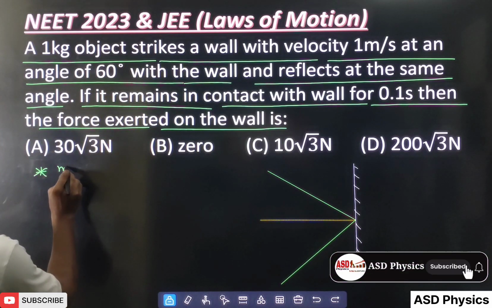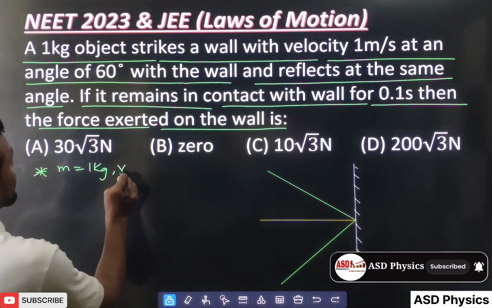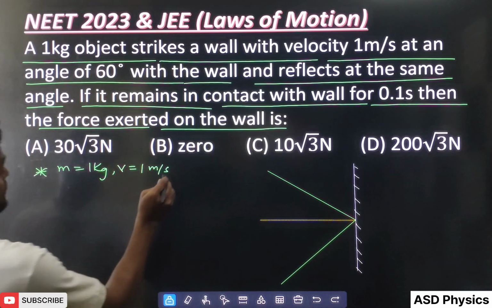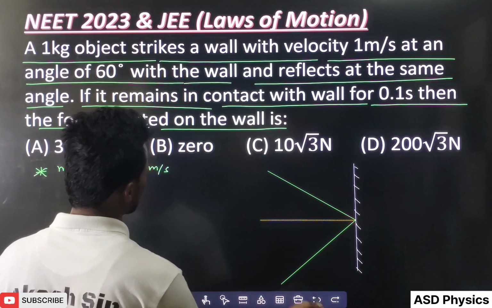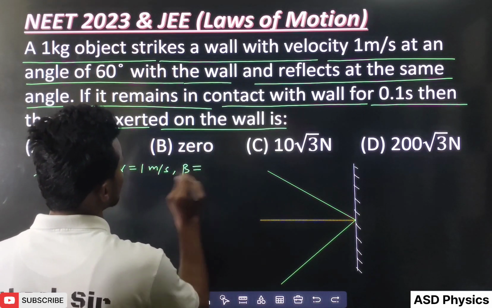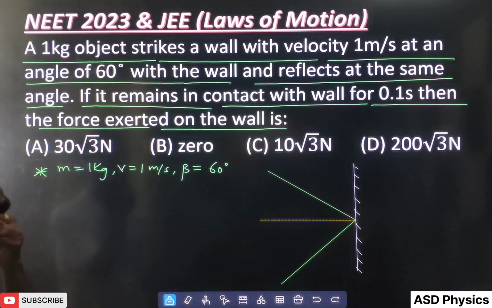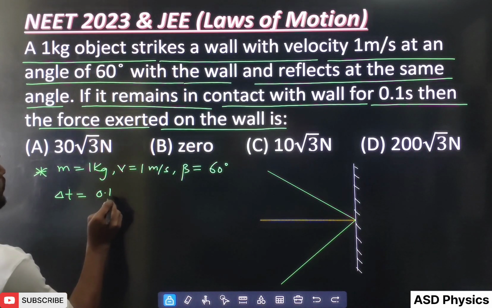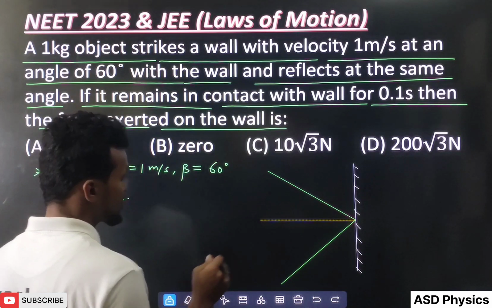Now, what is given here? Mass is given as 1 kg, so that mistake should not happen. Velocity is given as 1 meter per second. Let's take the angle as beta, which is 60 degrees. And the time of contact, that means delta t, is given as 0.1 second. All these things are given. Remember that this is the very standard case.